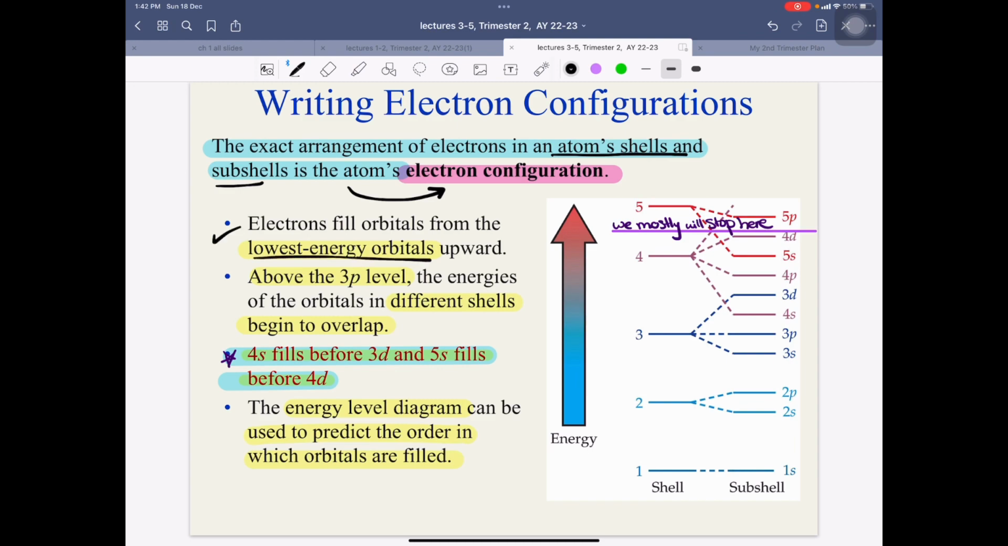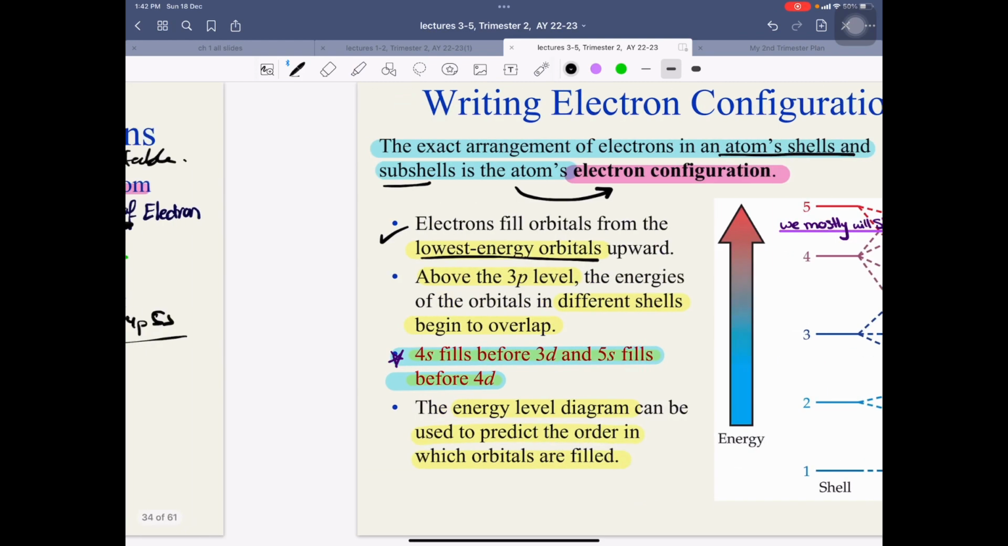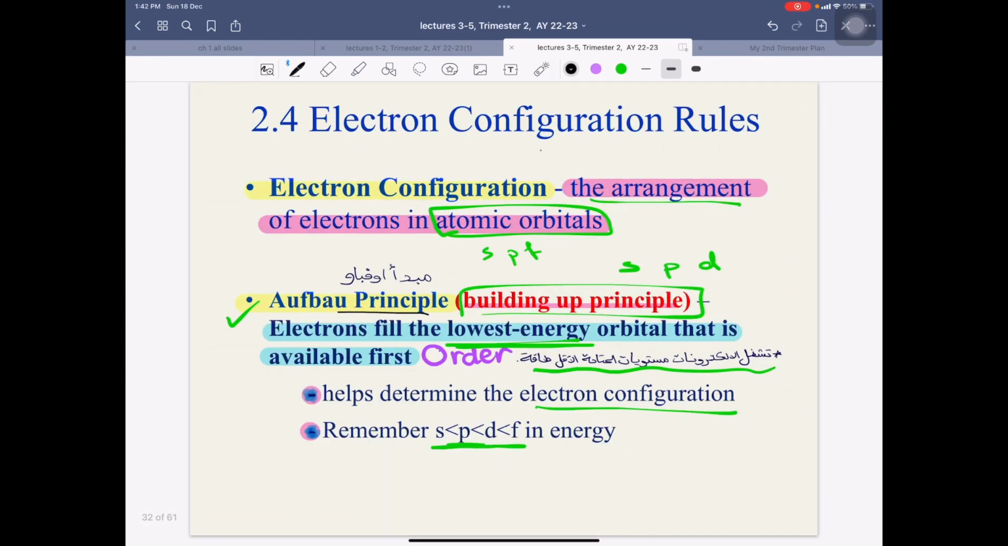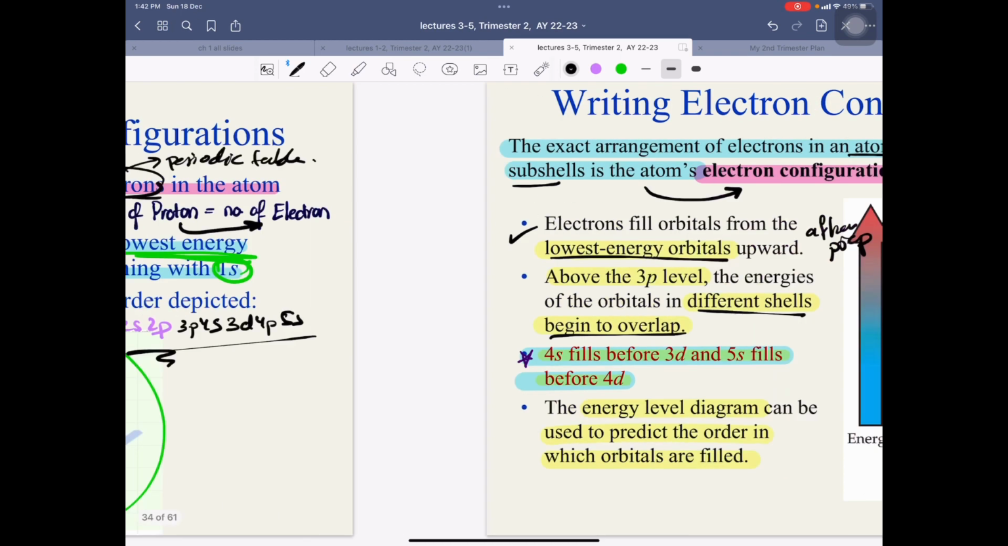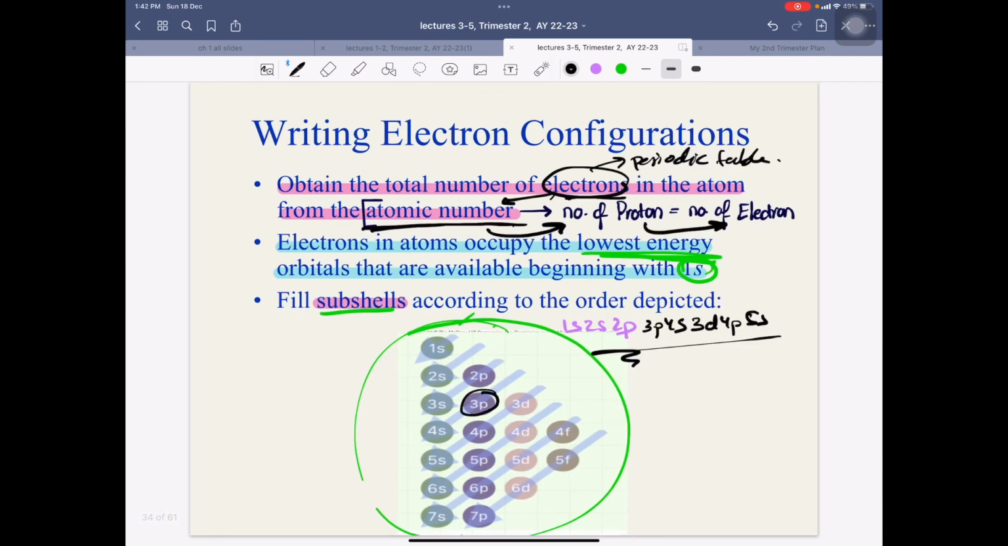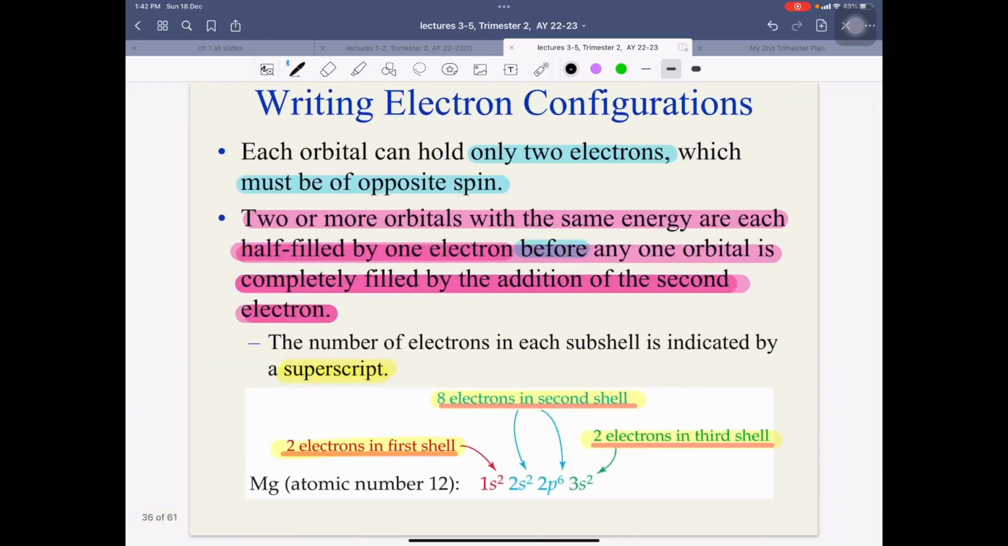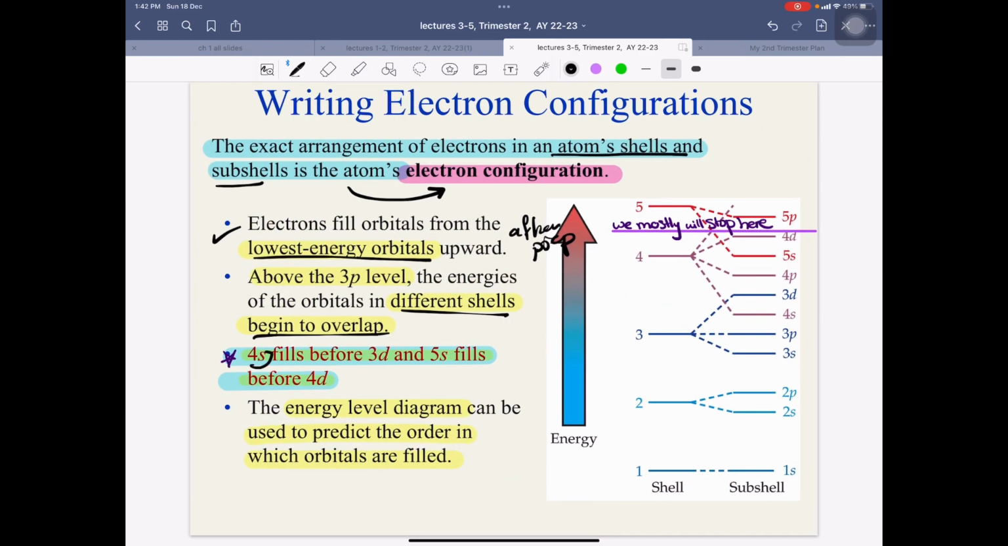Electrons will fill the lowest energy orbital first. زي ما قلنا هنا، Aufbau principle. Electrons fill the lowest energy orbital first. Above the 3p level, the energies of the orbitals in different shells begin to overlap. يعني هنا إيش قصد overlap؟ يعني بعد 3p ما بنحط 3d، لا بنحط 4s. فالenergy begins to overlap، يصير عندنا شوية لخبطة، عشان كذا لازم نعرف الpattern اللي نمشي عليه. 4s fills before 3d and 5s fills before 4d.